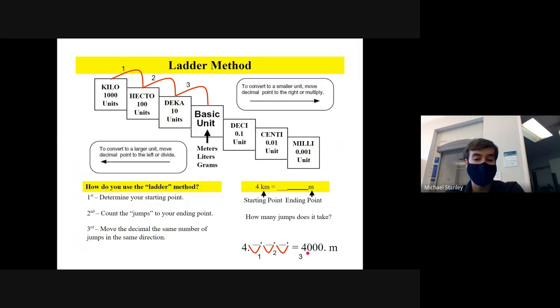So our decimal point started right here behind the 4. And then we said we had to go 3 to the right. So we went 1, 2, 3 to the right. Now the decimal point is over here. And we fill in those 3 empty spaces with zeros. So our final answer is that 4 kilometers is equal to 4,000 meters.